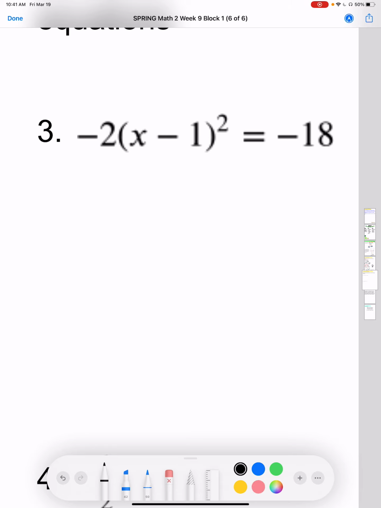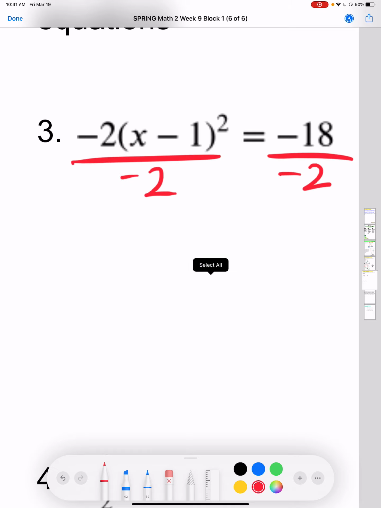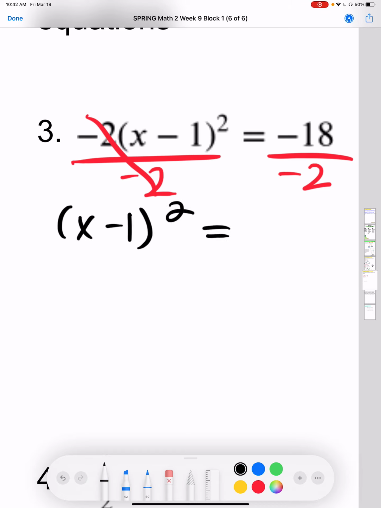So before I take the square root, I'm going to get rid of this negative 2 in the front. I'm going to divide it away because it's currently multiplying into my parentheses. So that's going to cancel out. I'm left with (x - 1) quantity squared is equal to, on the right-hand side, negative 18 divided by negative 2 is positive 9.